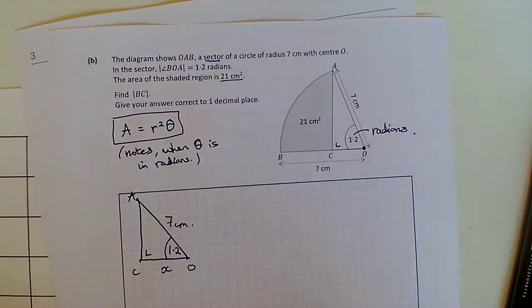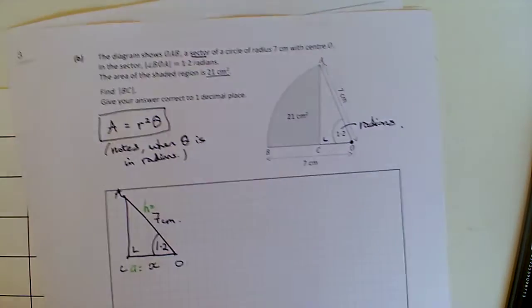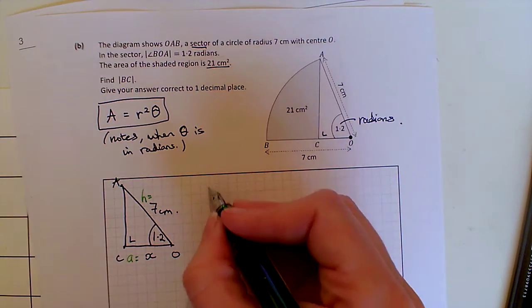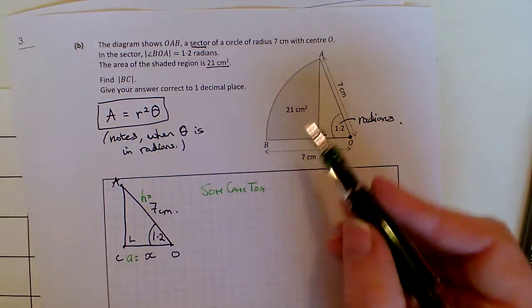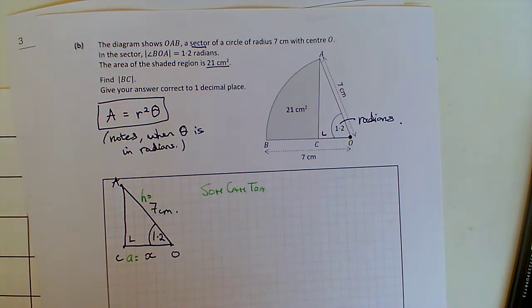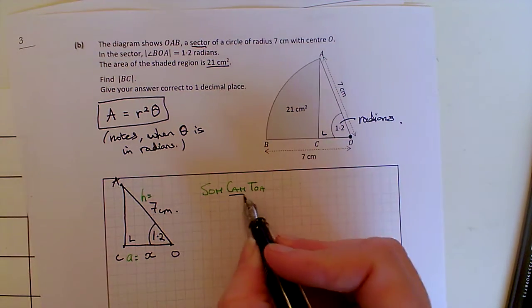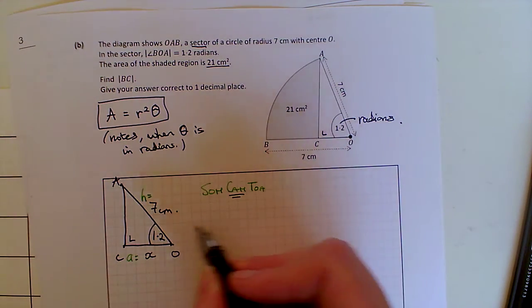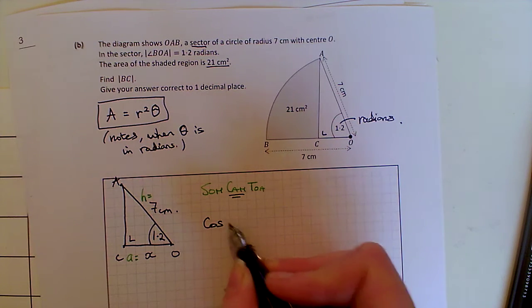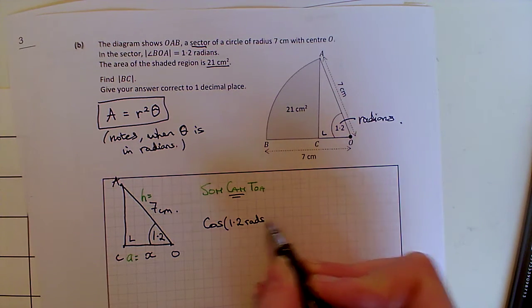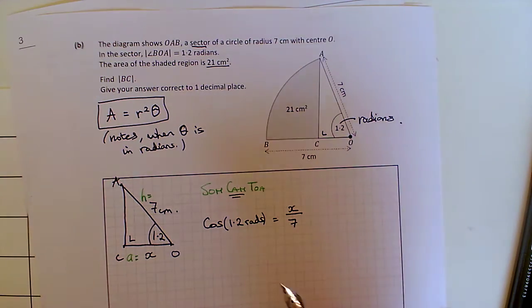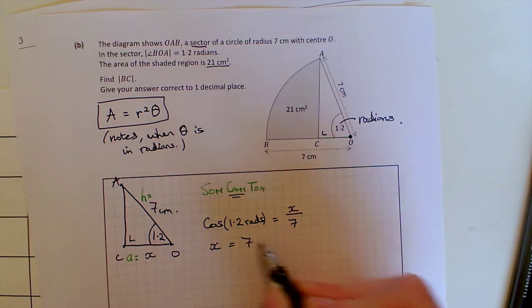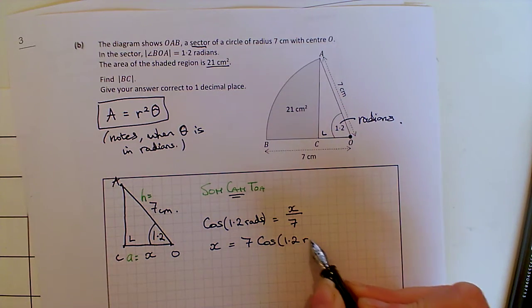So what do I know? This is my hypotenuse. This is my adjacent. And I can use SOHCAHTOA. I was going down a wrong path for a minute with the area because they sort of led me down a path by talking about area there in the first place. I'm going to use cosine. It's adjacent over hypotenuse. So cosine of 1.2, be careful, radians, is equal to x over 7. The x is on top, so that means x will be 7 times cosine of 1.2 radians.